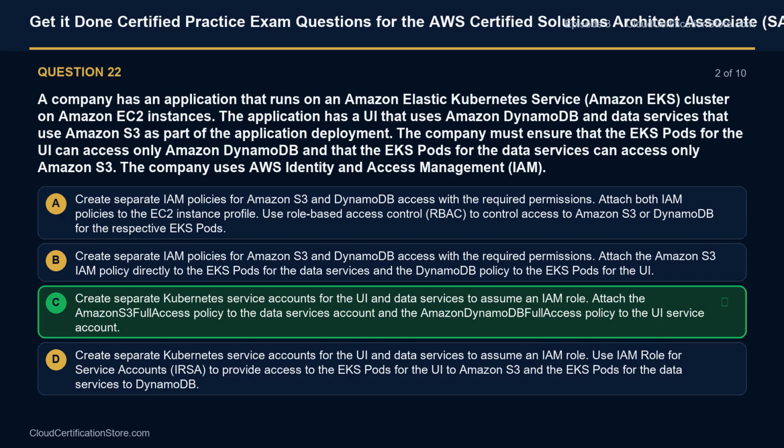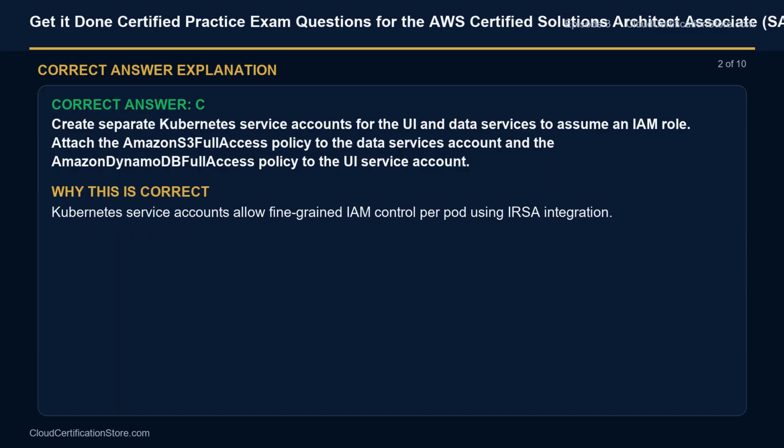The correct answer is C. Create separate Kubernetes service accounts for the UI and data services to assume an IAM role. Attach the Amazon S3 full access policy to the data services account and the Amazon DynamoDB full access policy to the UI service account. Explanation. Kubernetes service accounts allow fine-grained IAM control per pod using IRSA integration.